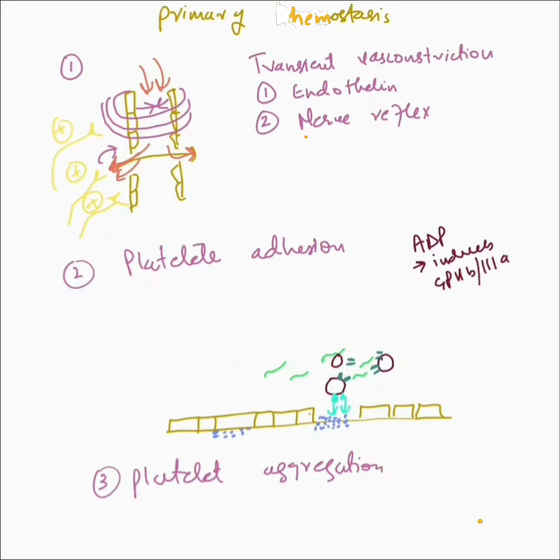So all of this platelet adhesion and aggregation will eventually form a platelet plug here, and that platelet plug is weak. So there's something needed that will stabilize that platelet plug, and that is the coagulation system, and that is called secondary hemostasis.